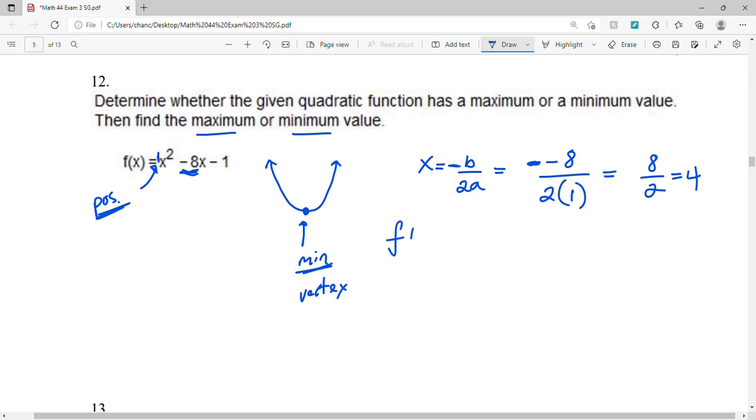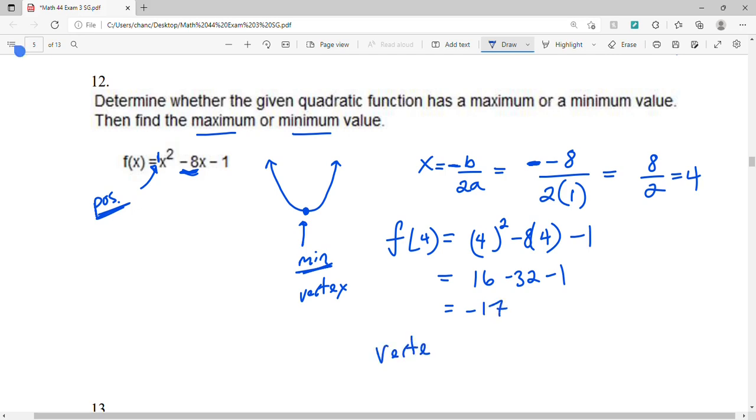And I'll look for f of 4. F of 4 means plug in a 4 into the original function. And so we have 4 squared, that's 16. Negative 8 times 4, that's negative 32. And then a negative 1. This simplifies to negative 17. So that means our vertex is the point 4, negative 17.